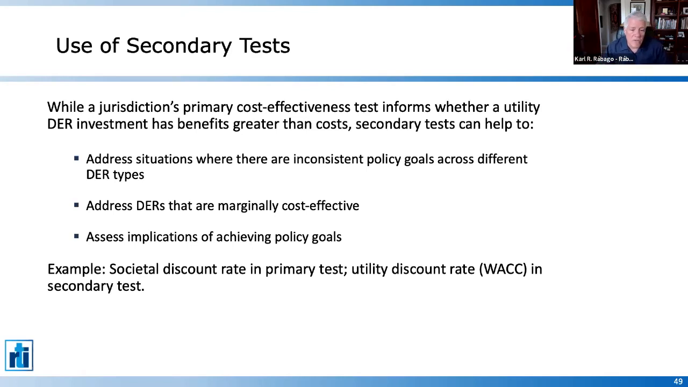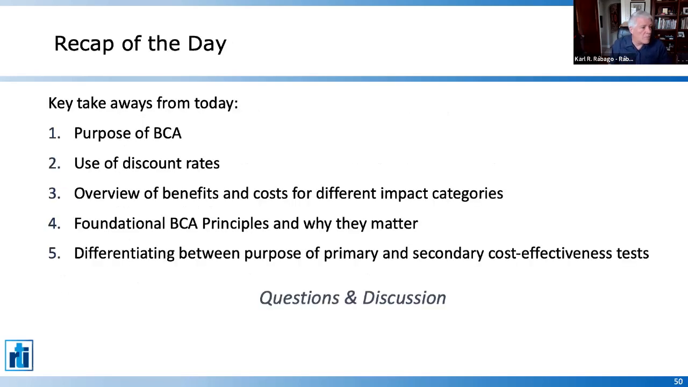even if there are big societal benefits out there. We've already explained the example that you could use a societal discount rate for the primary test, which gives you the biggest range of programs passing the test, maybe where the societal discount rate is lower than the utility discount rate and where we've got a long-term stream of benefits. But then you might use the utility discount rate, frequently the weighted average cost of capital, in a secondary test. Okay, so there's flexibility in this that can be matched to your jurisdictional situation, and that allows these tests to inform decision-making in a much better way.